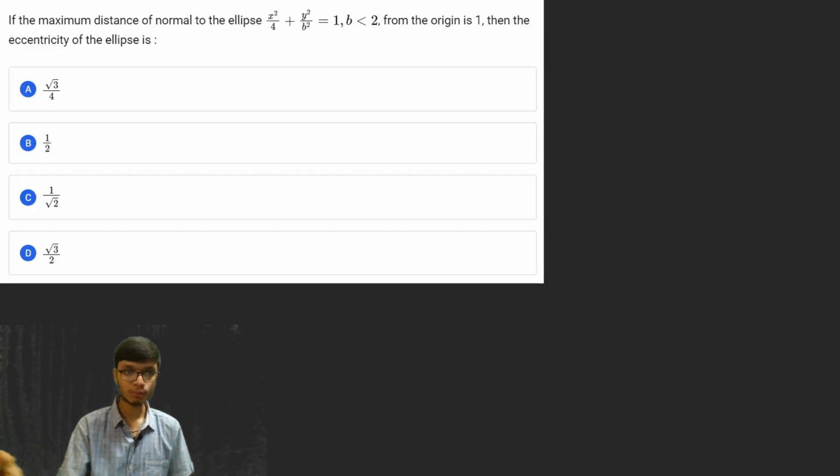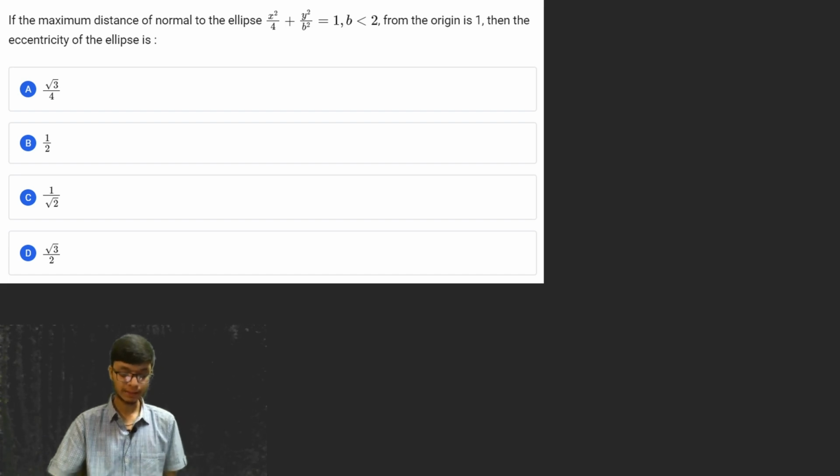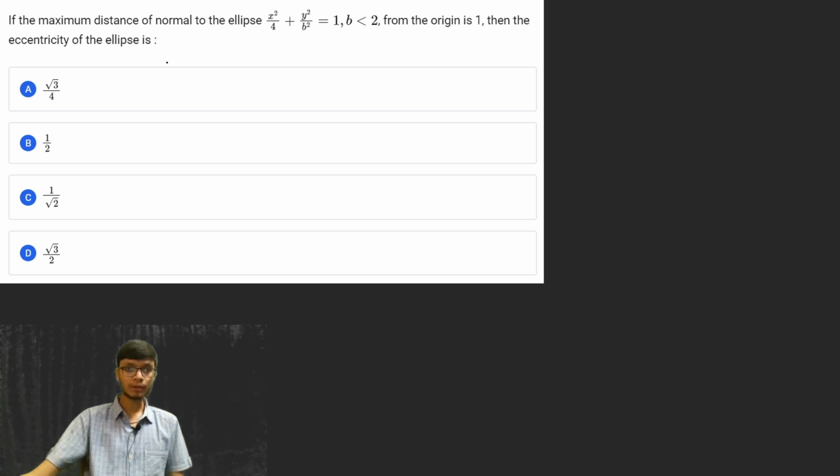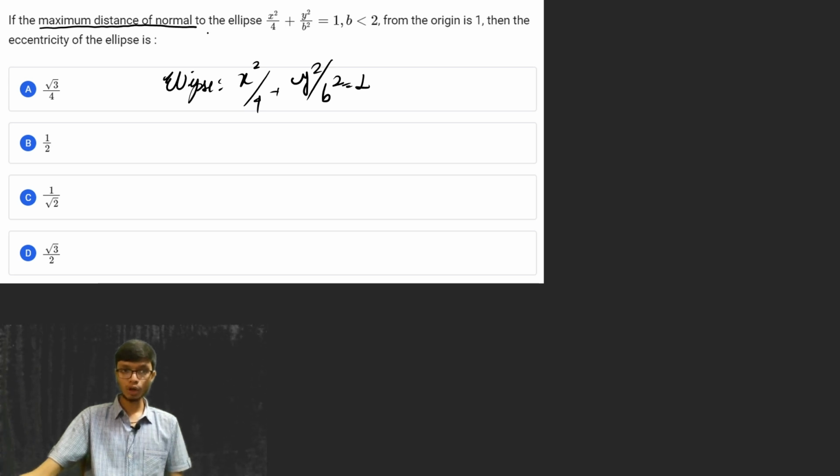With this, let us move to another important problem, and the next important problem is basically the maximum distance of the normal. Let me write the equation of the ellipse: x square by 4 plus y square by b square is equal to 1. It says that the maximum distance of the normal to the ellipse, where b is less than 2, from the origin is equal to 1, and then you have to find the eccentricity of the ellipse.